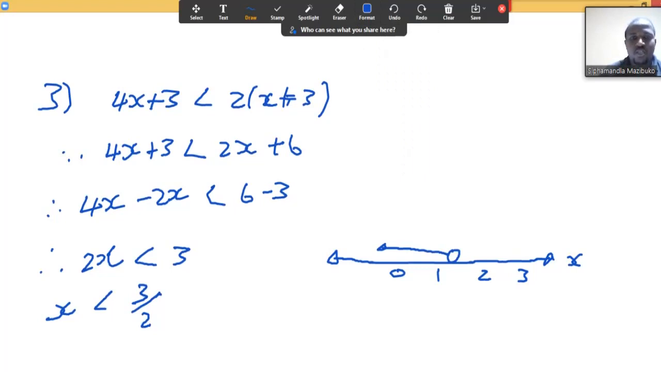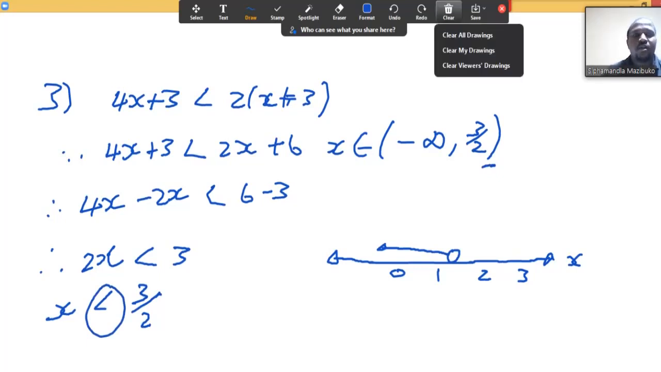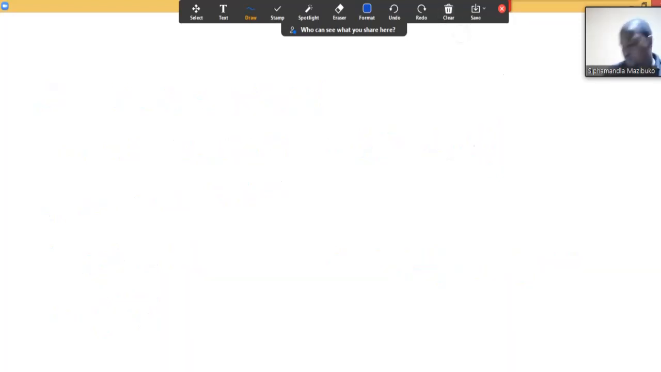If you're looking at the interval, this can be minus infinity to 3 over 2. Normally we write x is an element of that, to say that x lies within this interval. And you see we have our open bracket here, it's not closed because it's not included. Okay, so let's look at the next example.